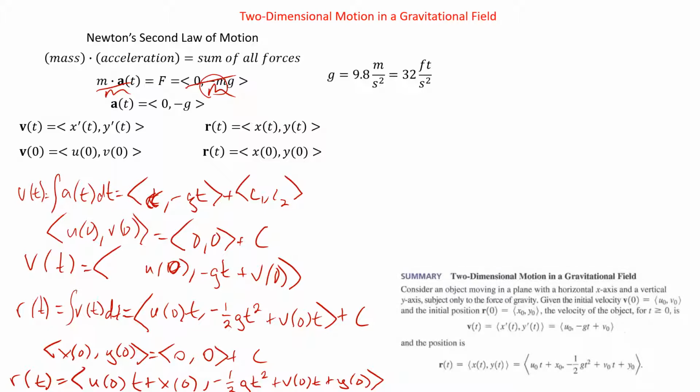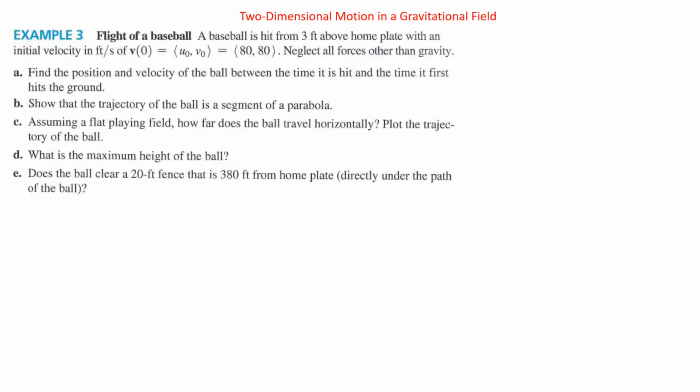So we can have the summary of what we just did. So you can see that we get the same equations, and we can use it to solve some problems. So we have something like the flight of a baseball. A ball is hit from 3 feet above home plate with an initial velocity of 80. Neglect all forces other than gravity. So we can do that.